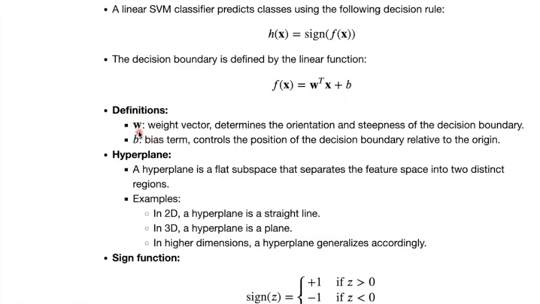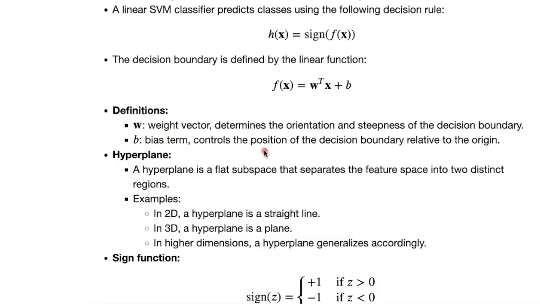You can think of this vector W as determining the orientation and the steepness of this decision boundary, right? So in the very simple case that X is just a scalar, then we know that this W is going to be the slope of that line. In general, even if we have higher dimensional spaces, let's say X might have 10 elements, this W still tells us the orientation and the steepness of this decision boundary. And B is the bias term, or in other words, it controls the position of this decision boundary relative to the origin.